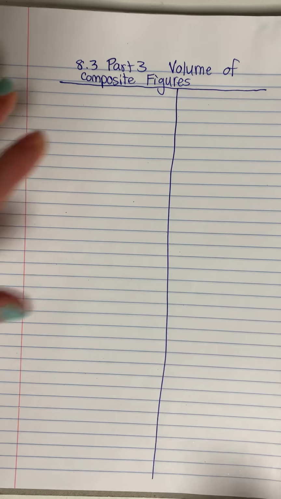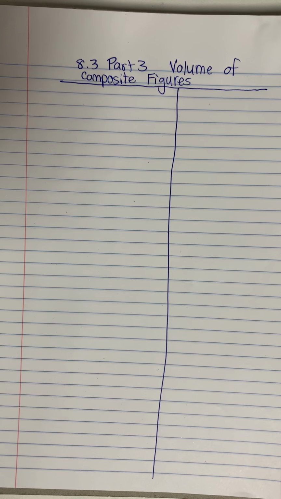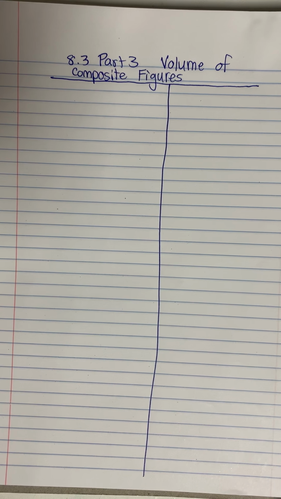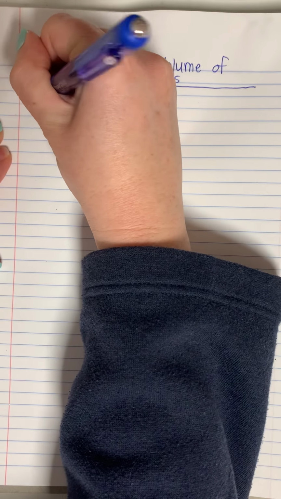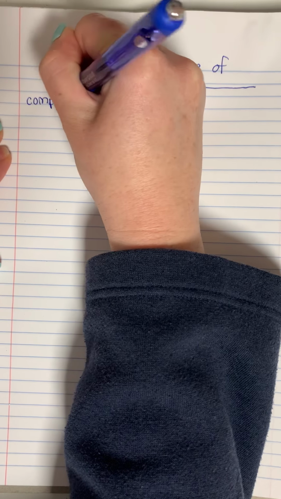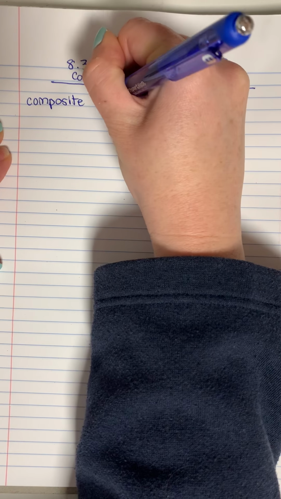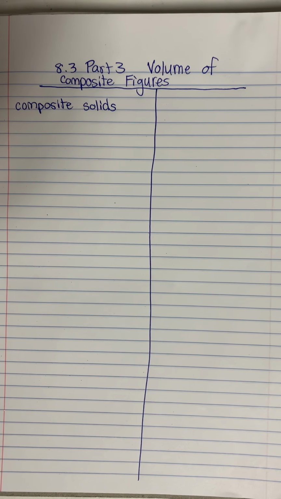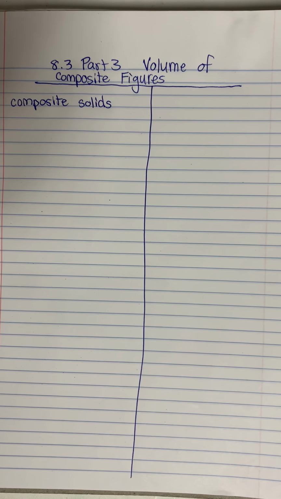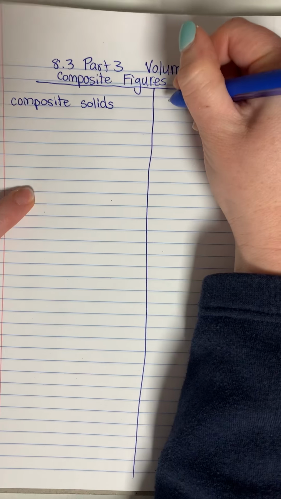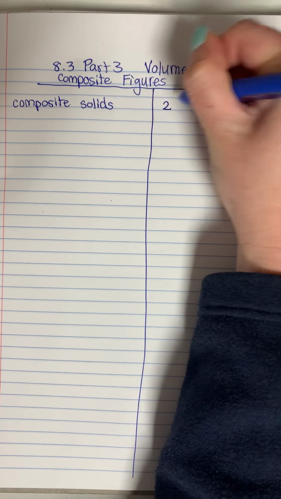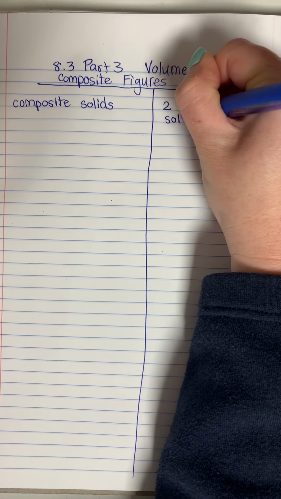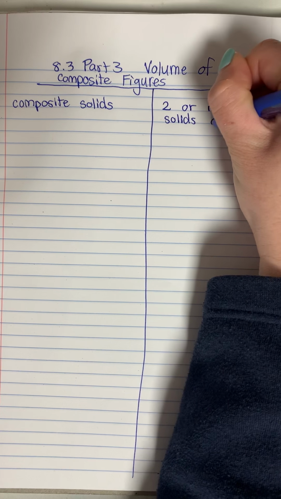So we're taking everything that we have covered in 8.3 and we're bringing them together, literally. We're going to make composite figures. Composite shapes, composite figures, composite solids, they all mean the same thing. In our case, we're dealing with 3D shapes. Last year you did the same concept only with flat shapes. Composite solids, they are two or more solids combined.